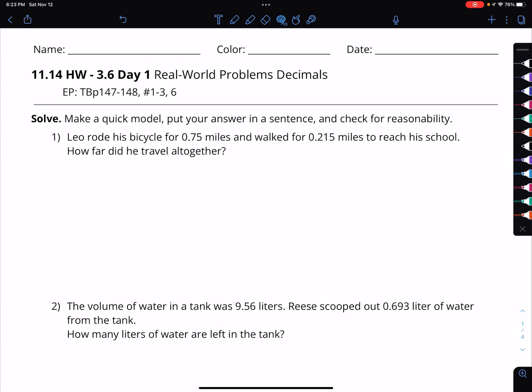All right, here we go. This is the homework for Monday, November 14th, Chapter 3, Lesson 6, Day 1, Real-World Problems Involving Decimals.